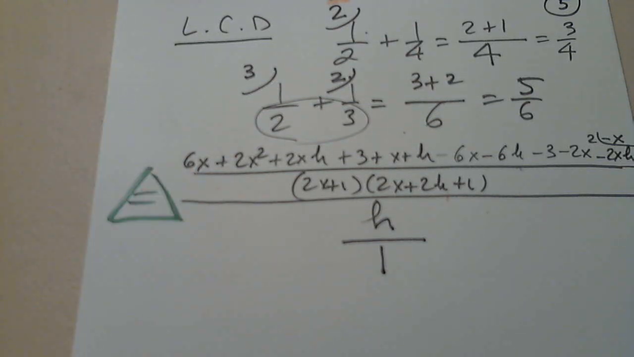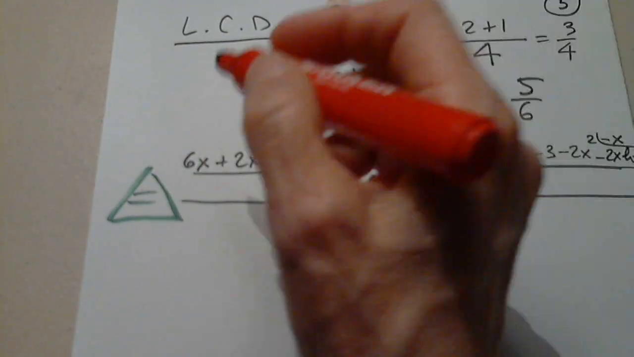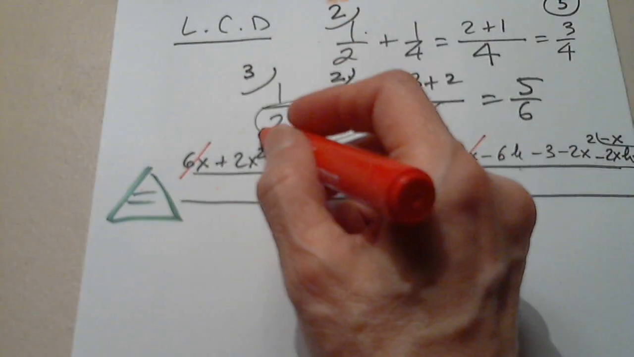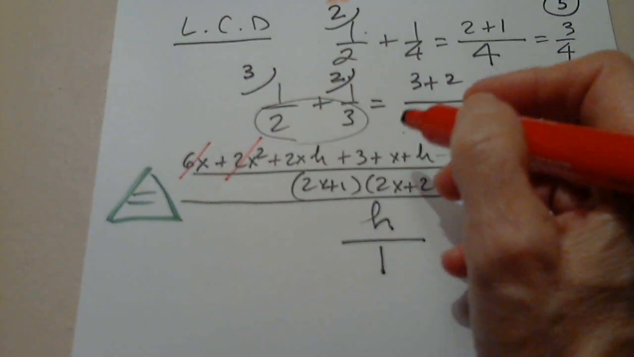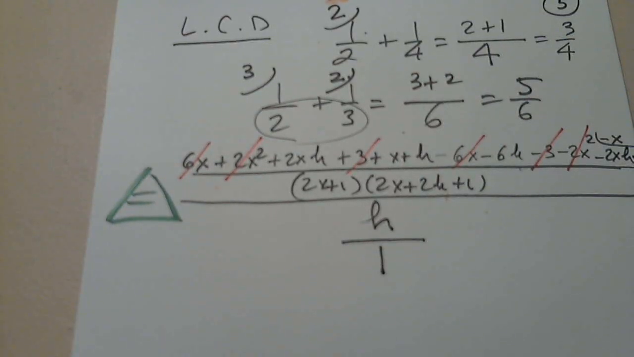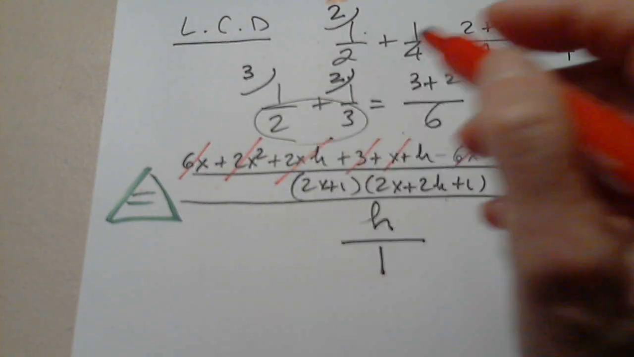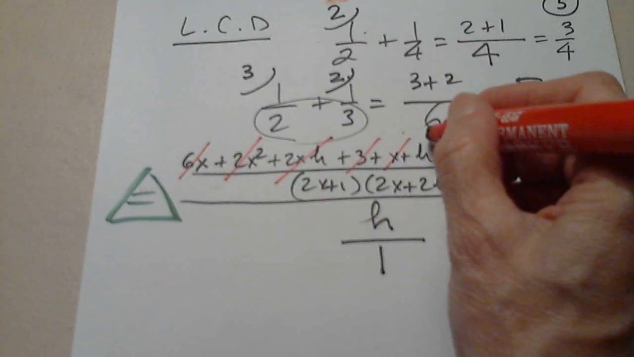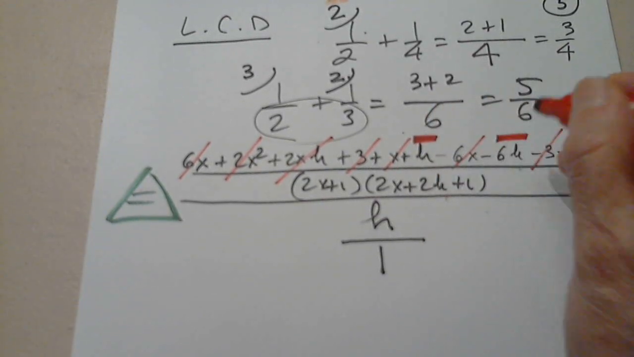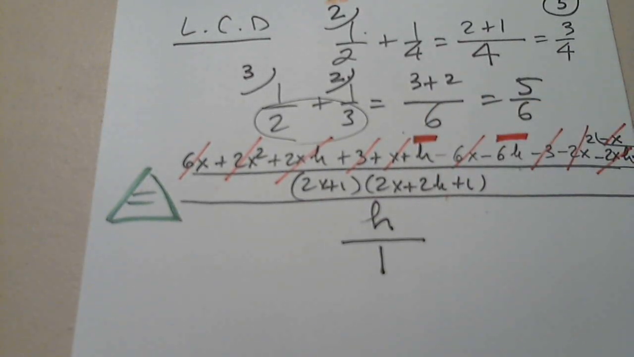Let's see if I can open. Okay, I was able to open it. Okay, 6x gone. 2x squared positive with negative, gone. Positive 3 with negative 3, gone. Positive x with negative x, gone. Luckily, positive 2xh with negative 2xh, wonderful. Let's see what is left. This is left, this is left, and there is nothing else.